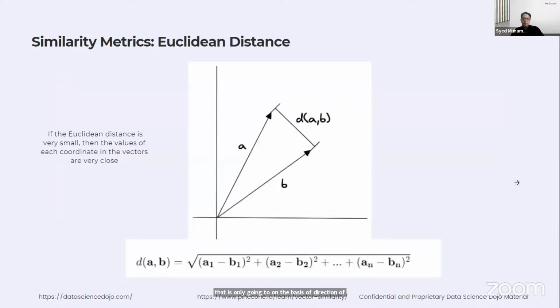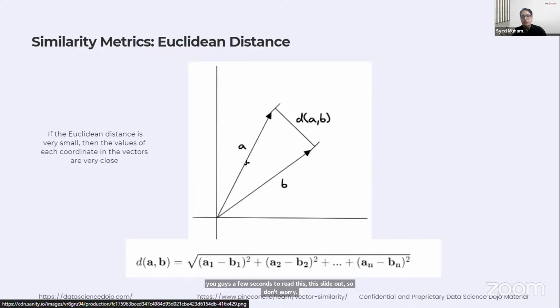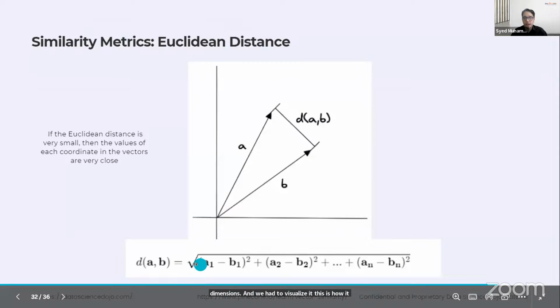So the first metric that we have is Euclidean distance. I'll give you guys a few seconds to read this slide, so don't worry. If we had to visualize Euclidean distance for two-dimensional vectors, this is how it would look. So if vector A and vector B only had two dimensions, this is how it would look. And for n-dimensional vectors, this is how the equation for Euclidean distance would look.